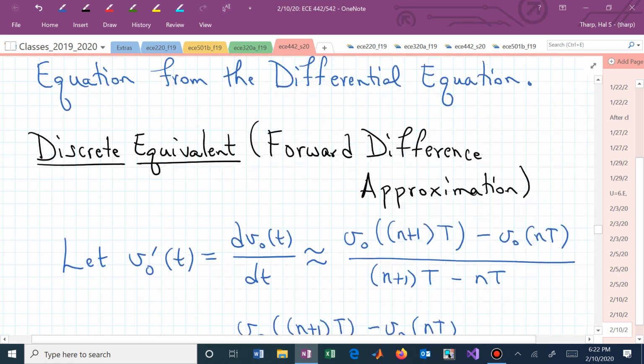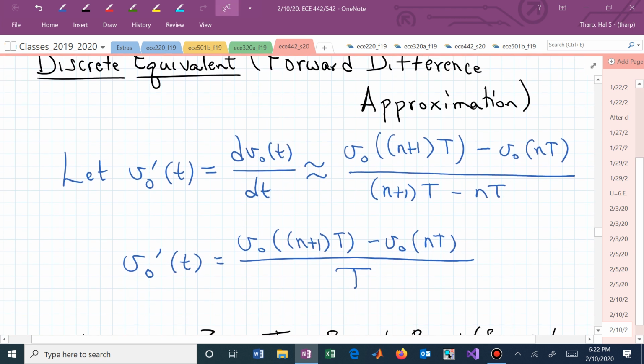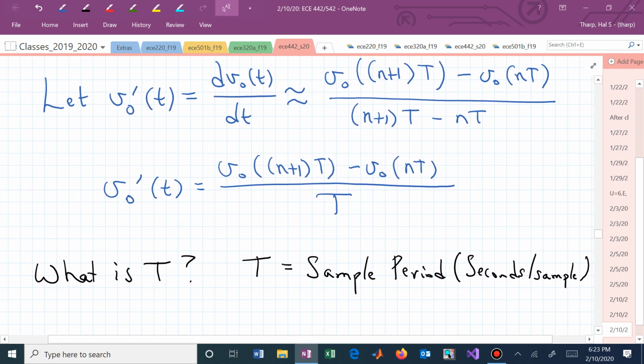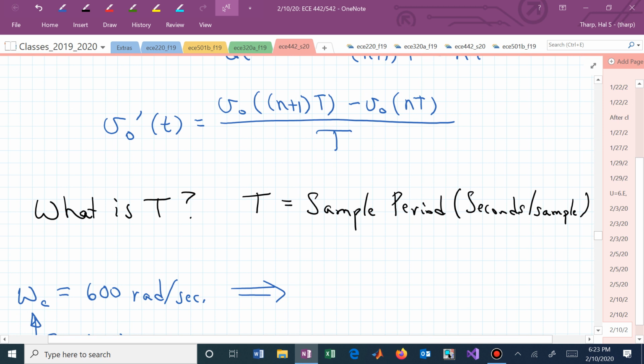That's how we can now change this first order differential equation into a linear difference equation. And the only thing left to do is to figure out what is T. What is our sample period? Do we just pull it out of thin air, or do we have a strategy?